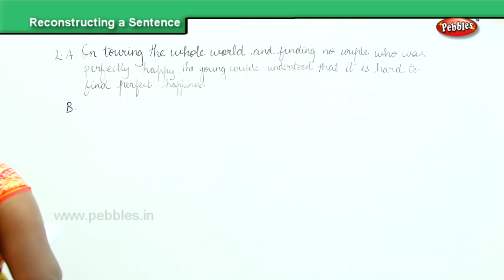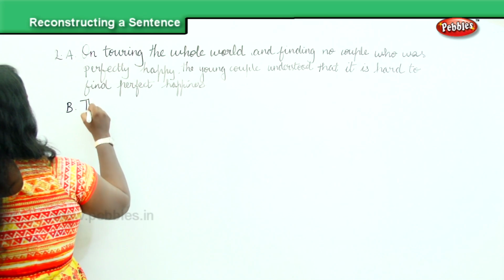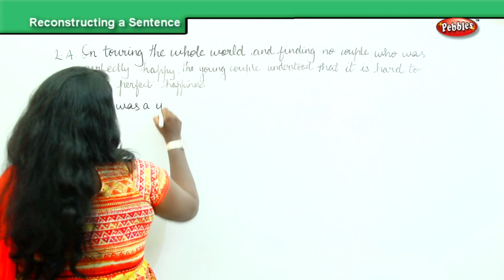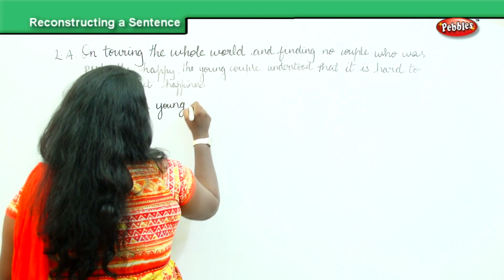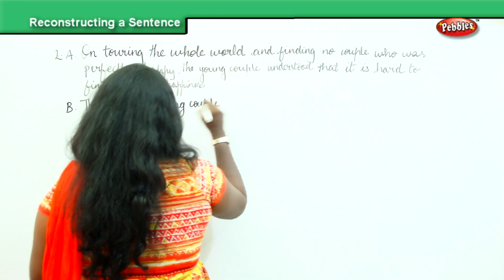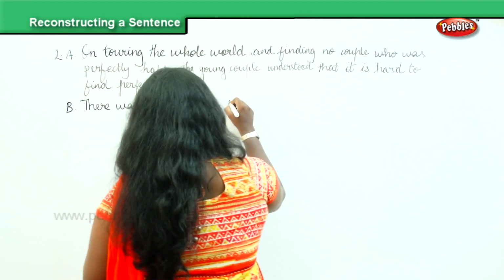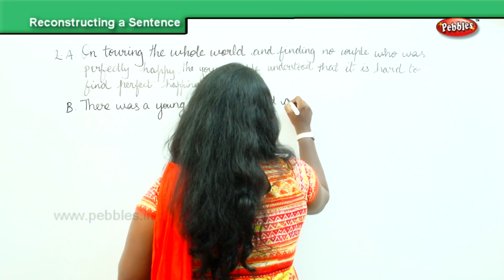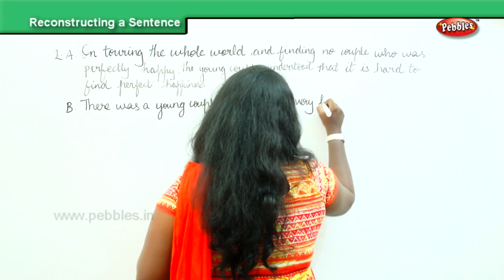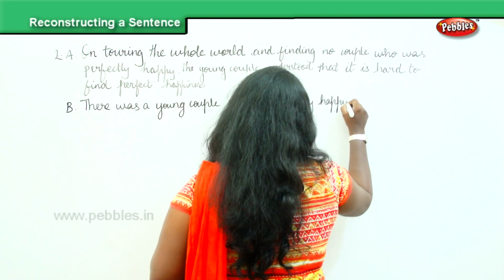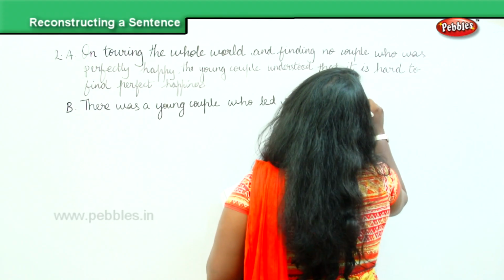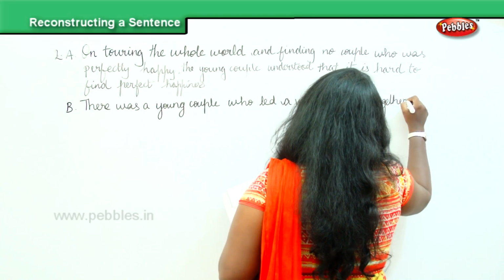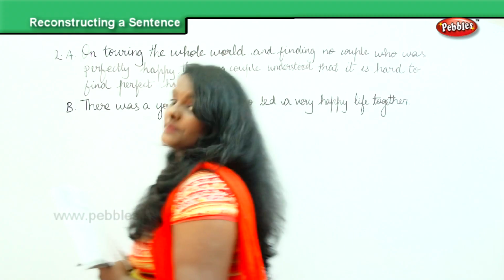The second sentence is, there was a young couple who led a very happy life together. That's my second sentence.